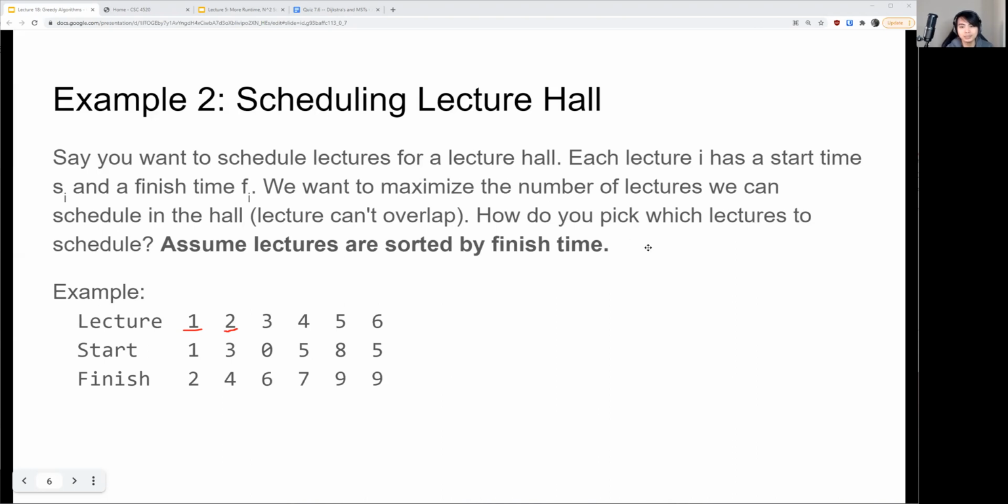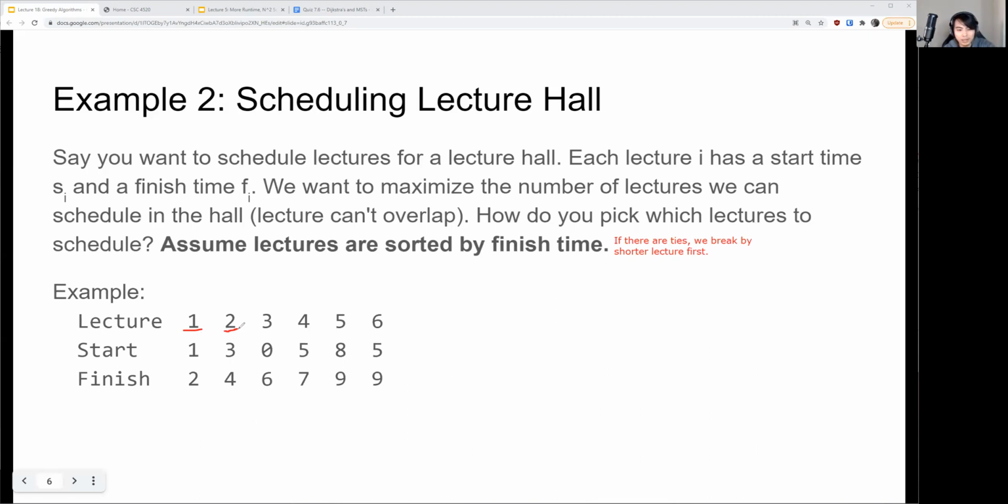If there are ties, we break by shorter lecture. So that's why lecture 5 starts in the list earlier than lecture 6, even though they both end at 9 p.m. Okay? Who's holding a lecture at 9 p.m.? That seems a little bit excessive, although I've heard stories.